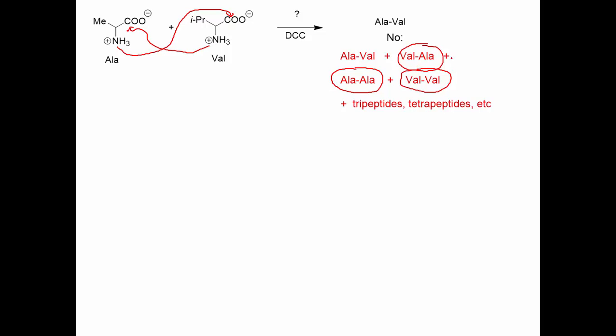The reason that we are making the opposite regiochemistry here, or the isomeric peptide, is because we can't control which amine reacts with which carboxylic acid. Ideally, we want this to be the C terminal, this to be the N terminal, and we need for this compound, for this nitrogen here, to be unreactive.